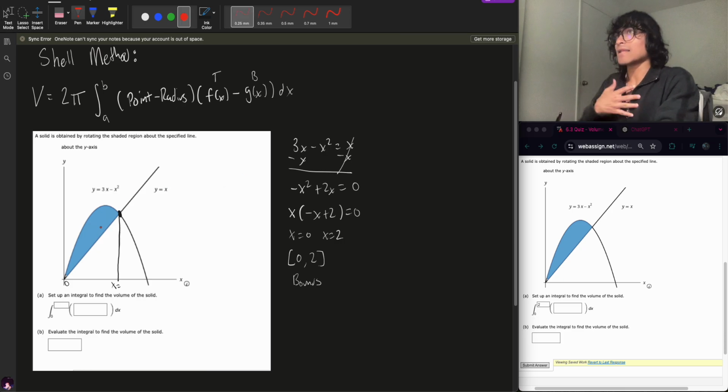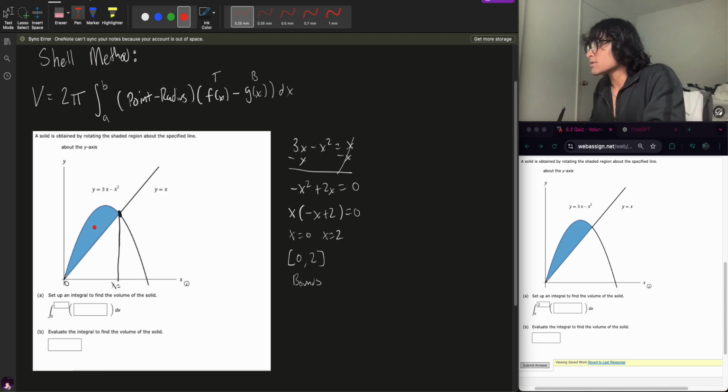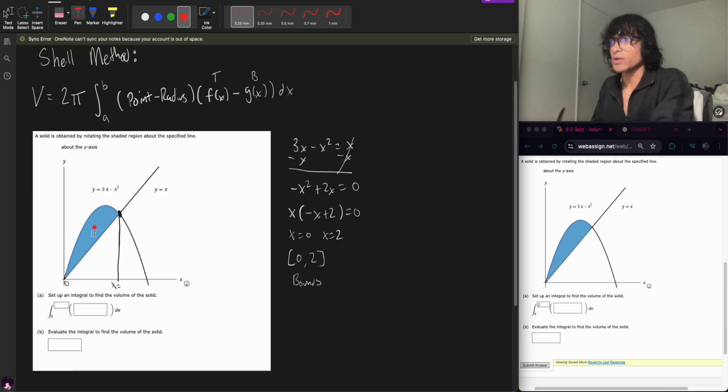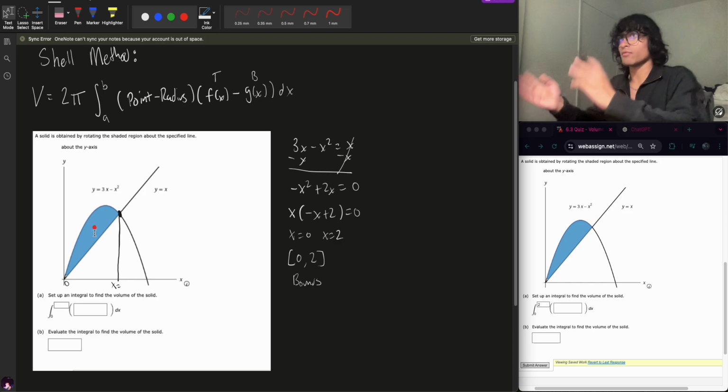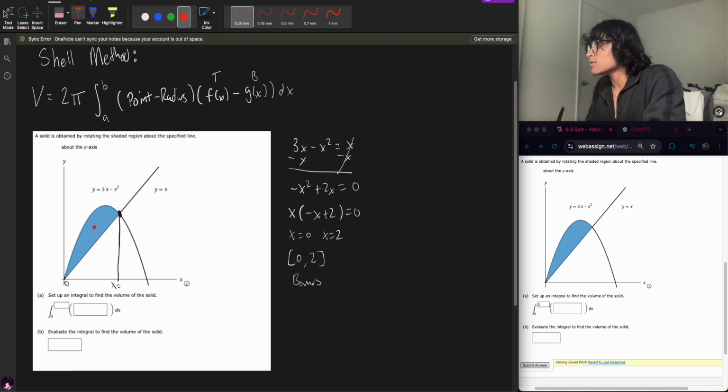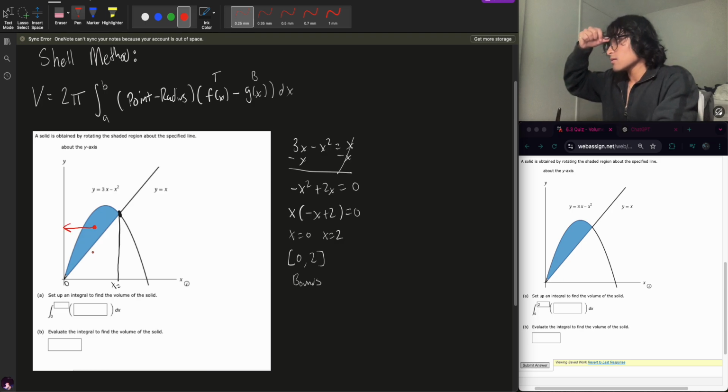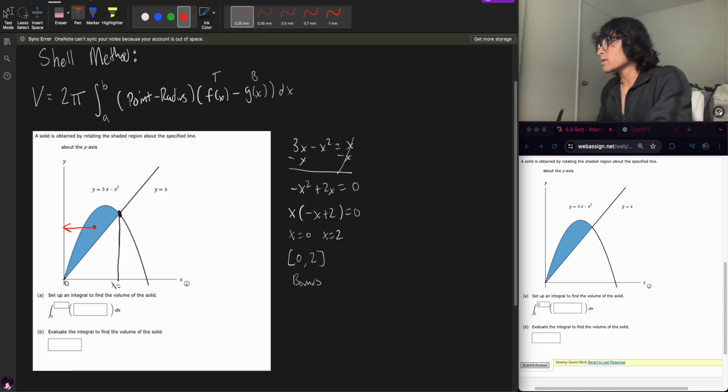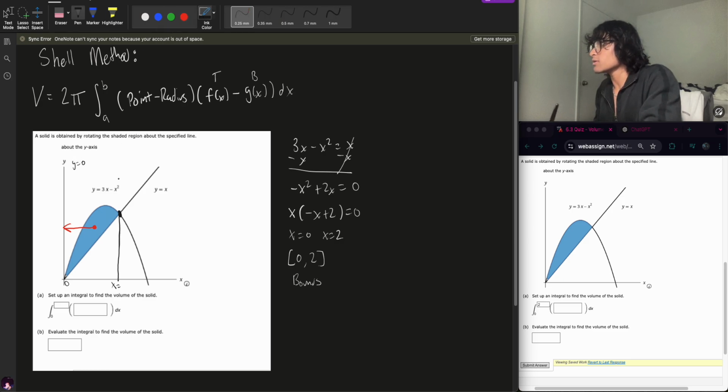Basically, how I like to think of it and how I was taught by my professor, just plot any point in this shaded region, and we're going to label that x, since we are working in terms of x because we're rotating about the y-axis. And we want to find the radius, aka the distance from this point to whatever axis we are rotating by. And since we're rotating by the y-axis, that's x equals 0, right?